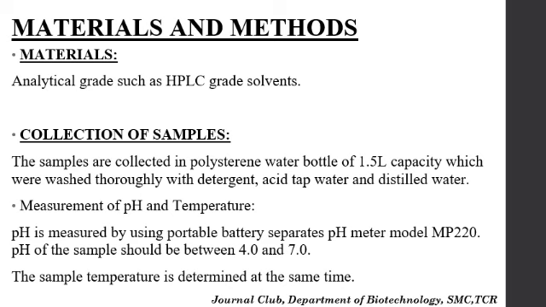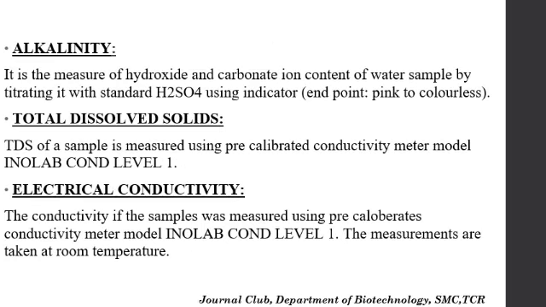Measurement of pH and temperature. pH is measured by using a portable battery operated pH meter model MP220. pH of the sample should lie between 4.0 and 7.0. The sample temperature is determined at the same time. Alkalinity. Alkalinity is the measure of hydroxide and carbonate ion content of a water sample by titrating it with standard H2SO4 using an indicator. Endpoint pink to colorless.